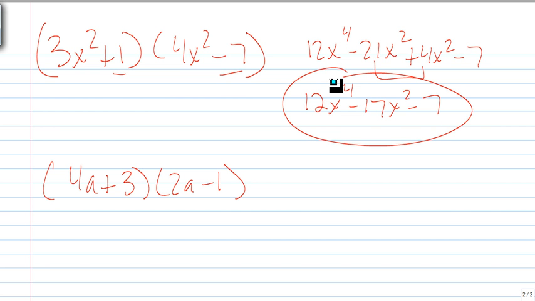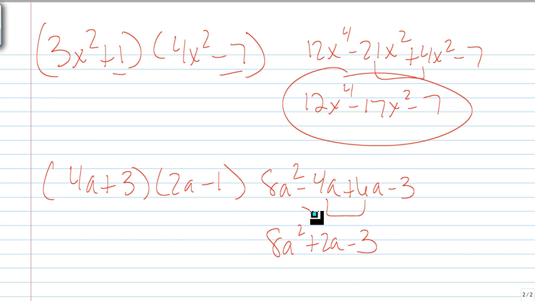Let's try it on one more example. So I have 4a times 2a, my first terms, and that's going to be 8a squared. My outside terms is going to be 4a and the negative 1, which is going to be negative 4a. My inside terms is 3 times 2a, which is a positive 6a, and then my last terms is 3 times negative 1, which is negative 3. Also, look to see if you can combine your terms, and you can, the negative 4 and the 6. So my final answer is going to be 8a squared plus 2a minus 3. That's my final answer. And these are examples using the FOIL method.